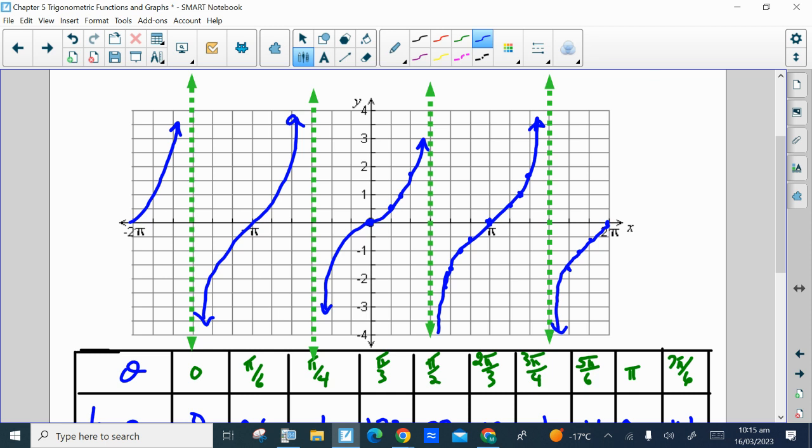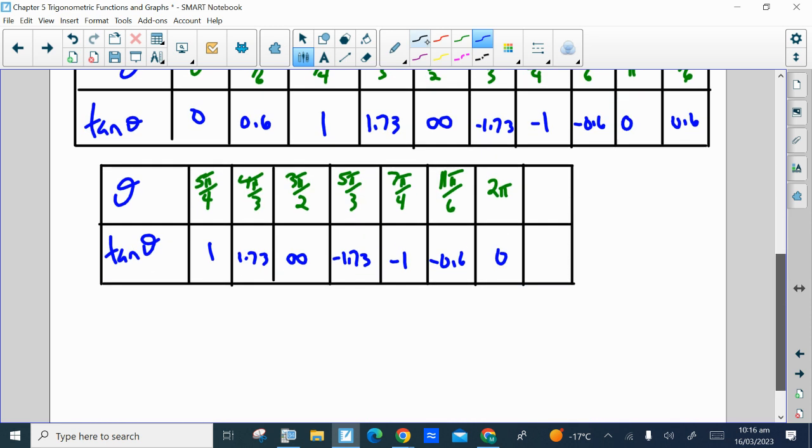The distance between the asymptotes is pi radians, and that also shows one cycle of the graph. So if we start talking about the characteristics of this graph, the first thing we would say is there is no amplitude, because the amplitude is the distance from the horizontal midline to the maximum or down to the minimum. This graph has no max or min.